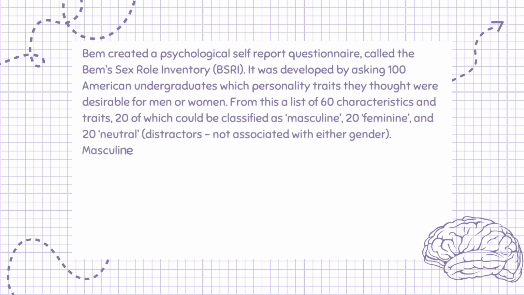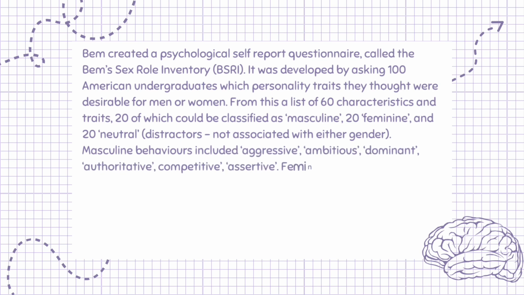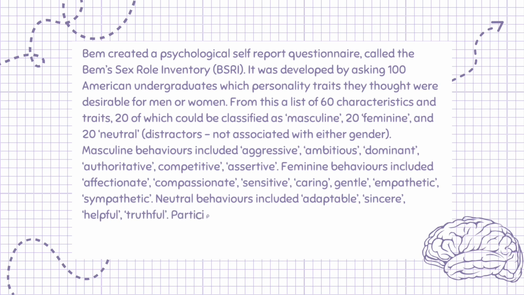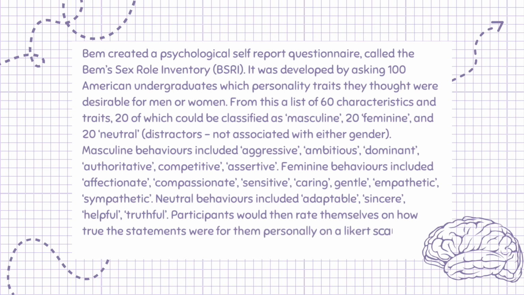Masculine behaviors included aggressive, ambitious, dominant, authoritative, competitive, assertive. Feminine behaviors included affectionate, compassionate, sensitive, caring, gentle, empathetic, sympathetic. Neutral behaviors included adaptable, sincere, helpful, truthful. Participants would then rate themselves on how true the statements were for them personally on a Likert scale of 1, never true, to 7, always true.